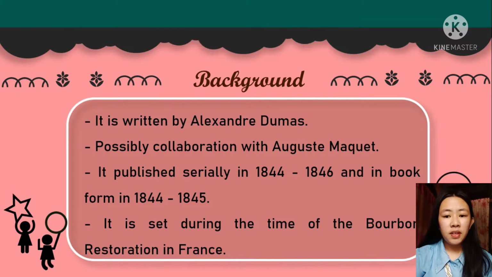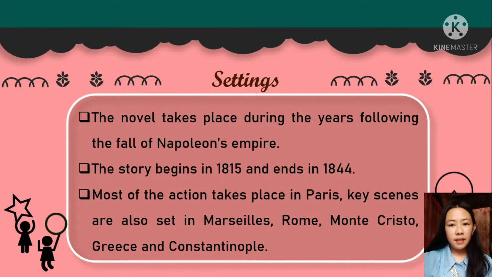The Count of Monte Cristo was published serially in 1844 to 1846 and in book form in 1844 to 1845. It is set during the time of the Bourbon Restoration in France. When we say Bourbon Restoration, it happened in 1814 to 1830 in France, the period that began when Napoleon I abdicated. Abdicated means leaving the position of being a king or queen, and the Bourbon monarchs were restored to the throne.